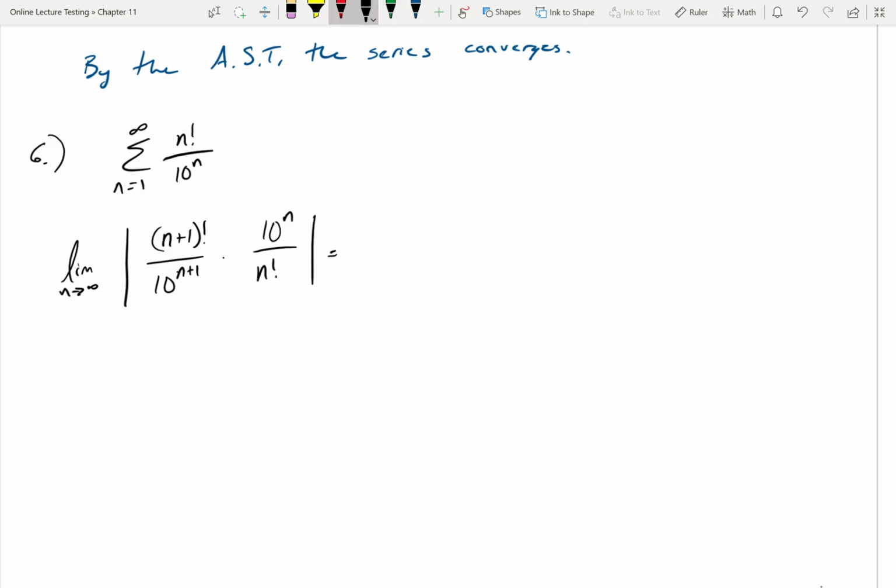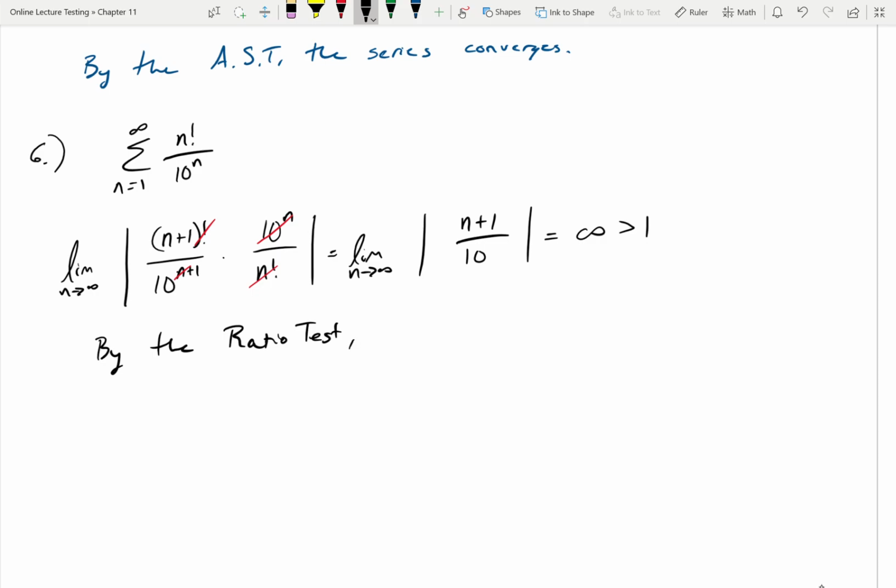All right. From before, I have an extra copy of 10 in the denominator. Here I have an n factorial inside of this (n plus 1) factorial, leaving me the following. I will have n plus 1 divided by 10. And as n approaches infinity, this blows up to infinity. Since this is greater than 1 or goes to infinity, by the ratio test, the series diverges. And you're done with the problem.